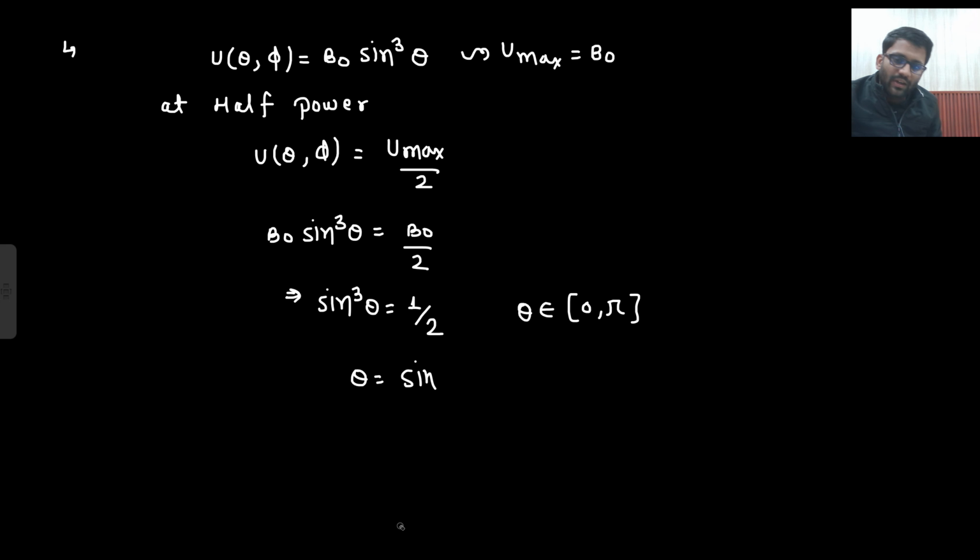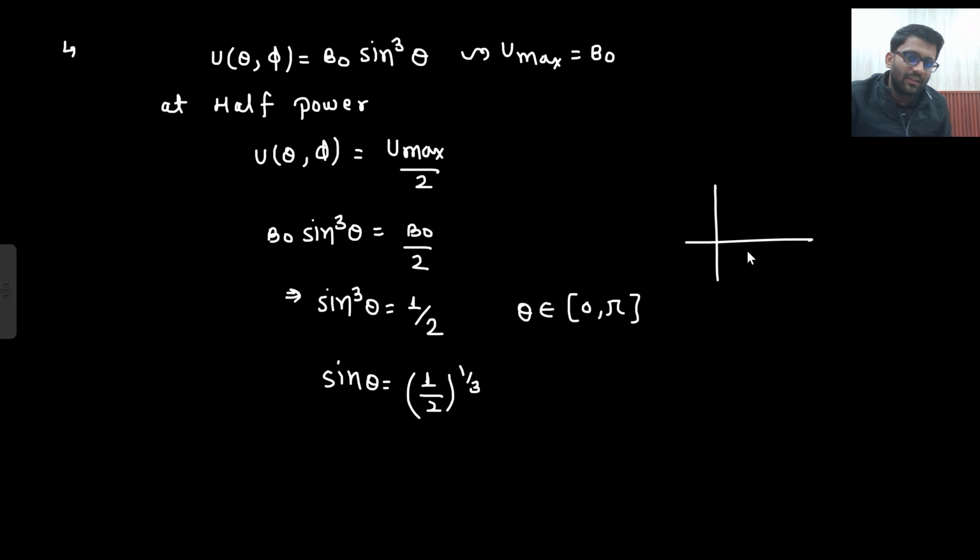Sine inverse, or you can write sine theta equals (1/2)^(1/3). So what is the graph of sine theta? This is the graph of sine theta from 0 to pi. Okay, so (1/2)^(1/3), that you will be getting twice. Once here, another one here. Right. So if I find the value of theta, what am I getting? Reciprocal of 2, then to the power 1 by 3.